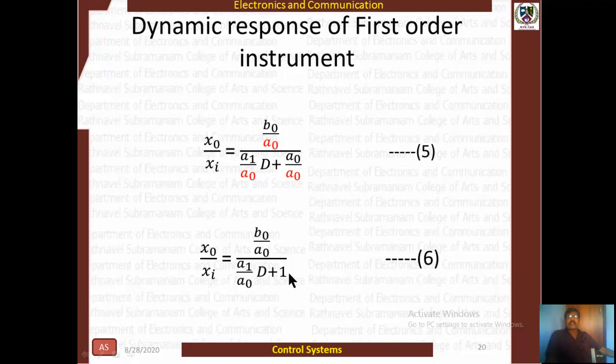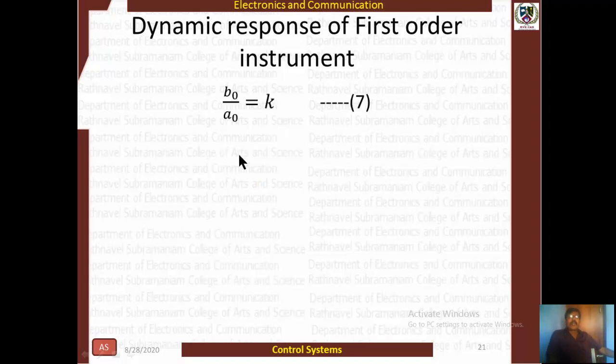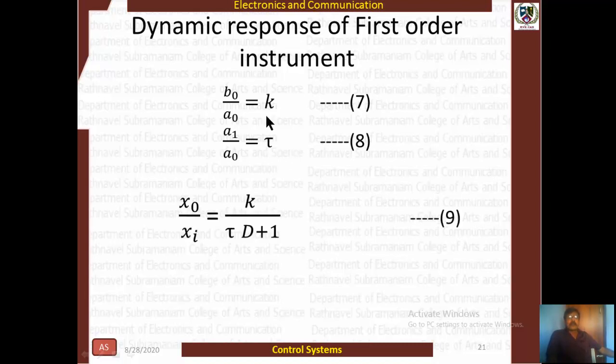Next, we have to substitute for the coefficients b0 by a0 and a1 by a0. b0 by a0 we already derived from the zero order instrument. This is equal to k. And a1 by a0 is taken as tau, a constant. So substituting in this equation, x0 by xi is equal to k divided by tau d plus 1.